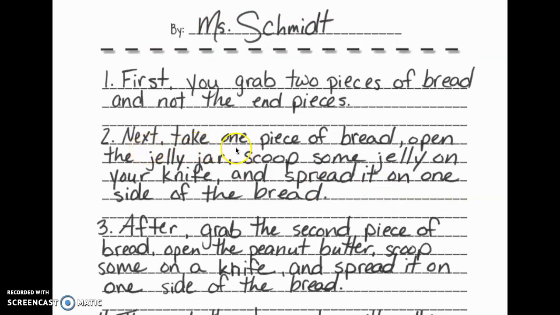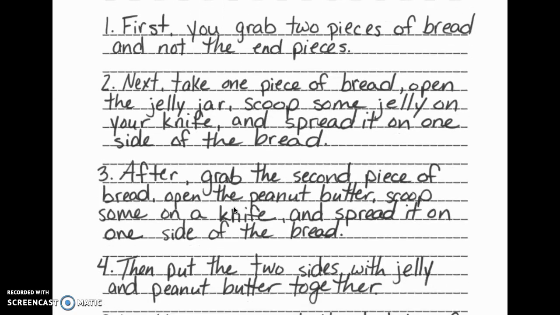Next, take 1 piece of bread, open the jelly jar, scoop some jelly on your knife, and spread it on one side of the bread. If I didn't say 1 piece of bread, you might have taken both pieces of bread and you might have put jelly on both pieces of bread. If I didn't say one side of the bread, you might have taken the jelly and you might have spread it over the entire piece, like front and back. Would that be a very good peanut butter and jelly sandwich? So see how specific I'm being.